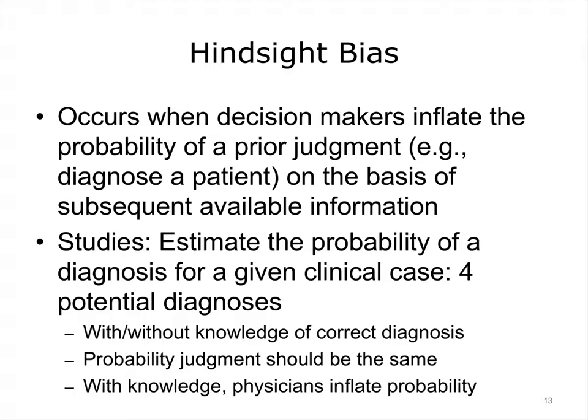This occurs when decision makers inflate the probability of a prior judgment, for example, diagnosing a patient, on the basis of subsequent available information. There have been numerous studies documenting hindsight bias. One such study provided clinicians with a set of cases on paper and asked them to rate the probability of a given diagnosis. When they were told the actual diagnosis in advance of the case, their probability judgments were significantly higher.